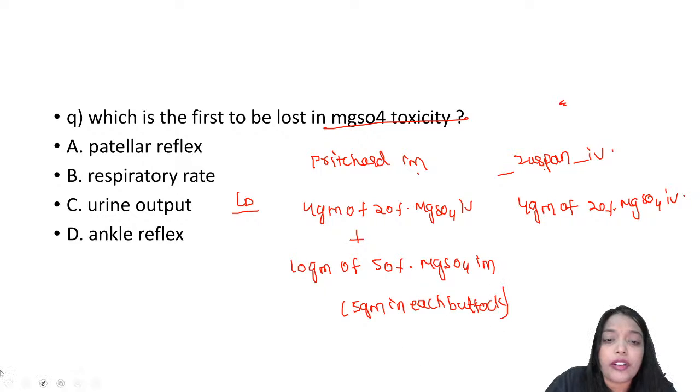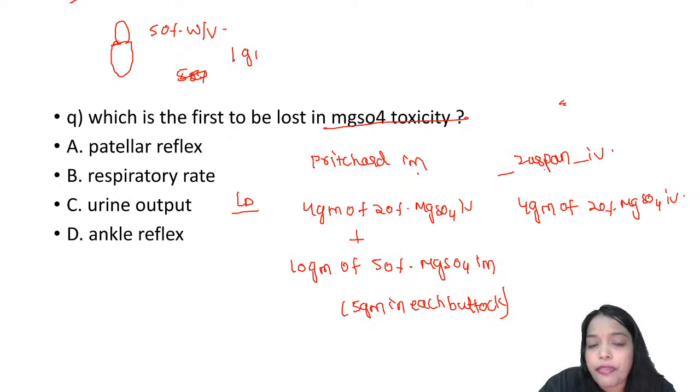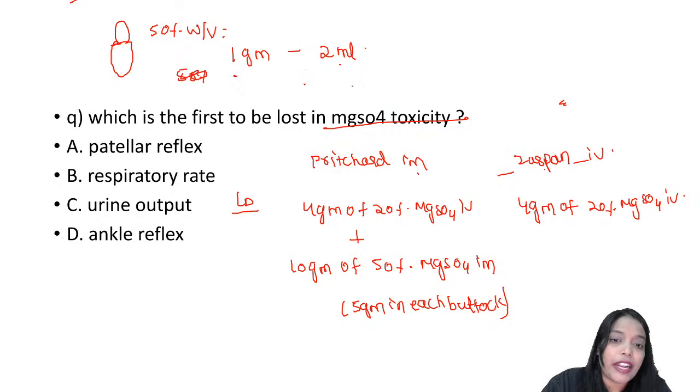How do we prepare it also, I'll tell you now. Usually the ampules which we have for magnesium sulfate are 50% weight by volume. That means 1 gram of magnesium sulfate is present in 2 ml. 2 ml of ampule contains 1 gram of magnesium sulfate. So that is called 50% weight by volume. Now here I want 20% dilution, but I want 4 grams. So if I want 4 grams, I'll take 8 ml.